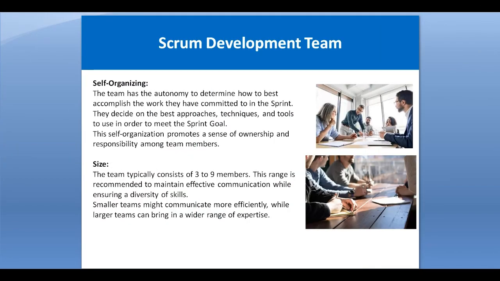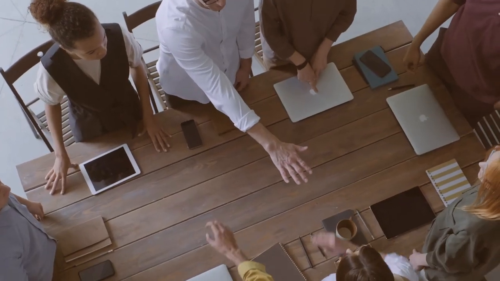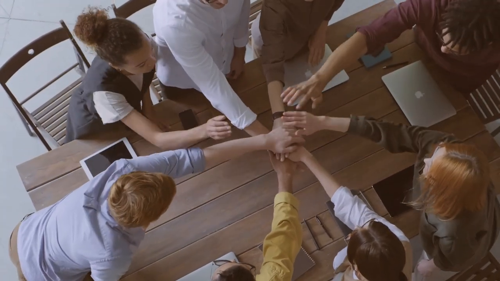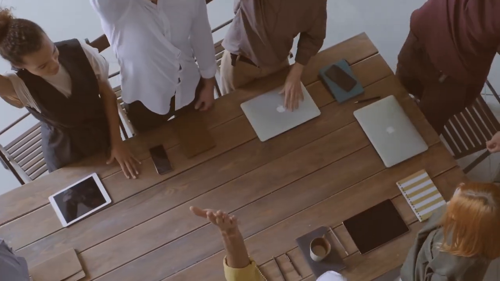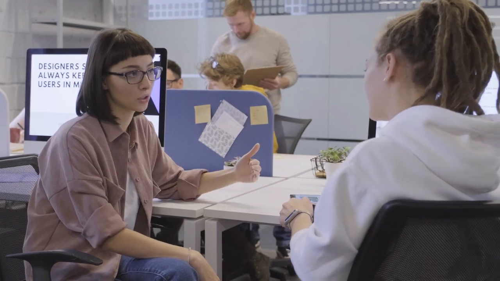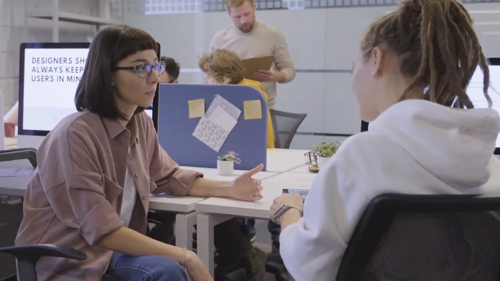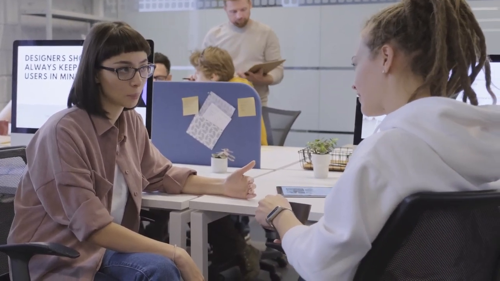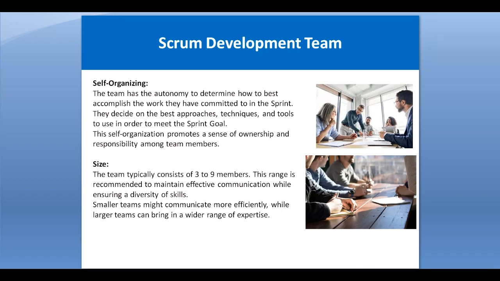Now size. The Scrum development team typically consists of 3 to 9 team members, because if the team is small, the communication among team members is more efficient. If the team size is more than 15 or 20 members, communication among team members becomes less effective and more difficult. That is why the specific size for the Scrum development team is 3 to 9 team members. Sprint backlog.